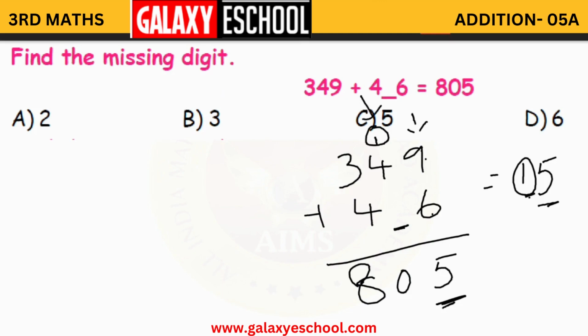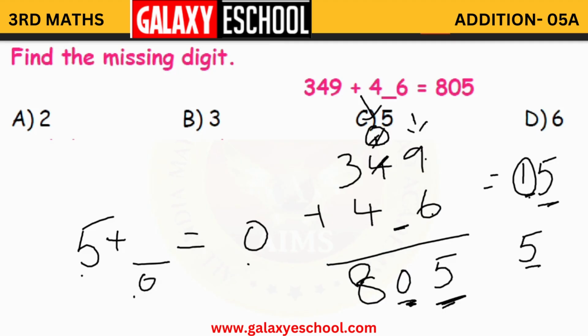Now coming to the tens place, we have 1 plus 4 which is equals to 5. And here we are having 0. See, 5 plus something is equals to what? Is equals to 0. Now, if we add any number to 5, it will obviously be greater than 0, right? Even if I add 0 to 5, 5 plus 0 becomes 5. Just like here, we got 15 but we wrote only 5.